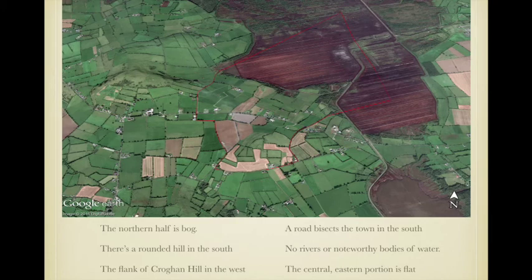Number 4, a road bisects the townland in the south, really splitting it in two. No rivers or noteworthy bodies of water are in this townland, which makes it a little bit more challenging when we get into the field books, but we can overcome that. And finally, the central eastern portion of the townland is flat.